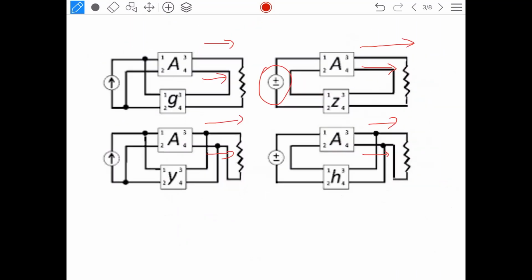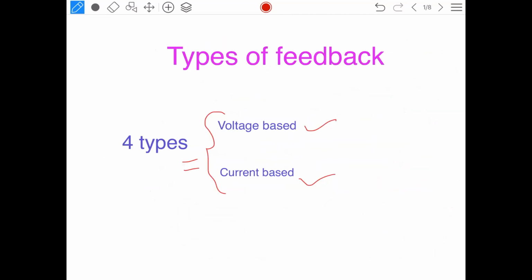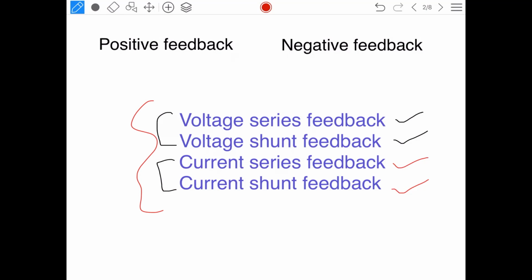The last topology here is current shunt. So what is current shunt? Again, the current is fetched in series. While feeding, I am feeding in parallel. So the input is fed as well as the feedback is fed in parallel to the circuit. Hence the name current shunt feedback. So these are the four major types of feedback network. Hope you have understood all the four types. If you have any doubts or queries, you can please write to me. Thank you so much.